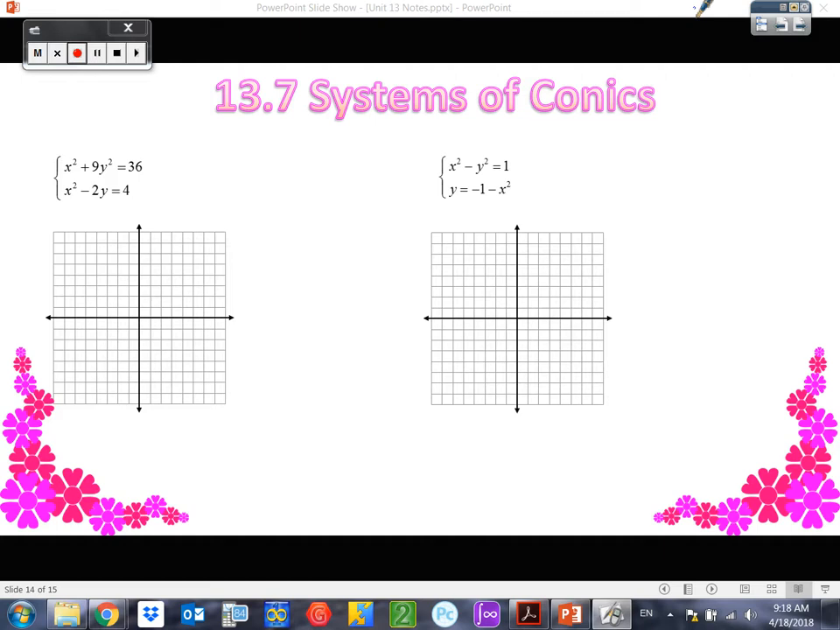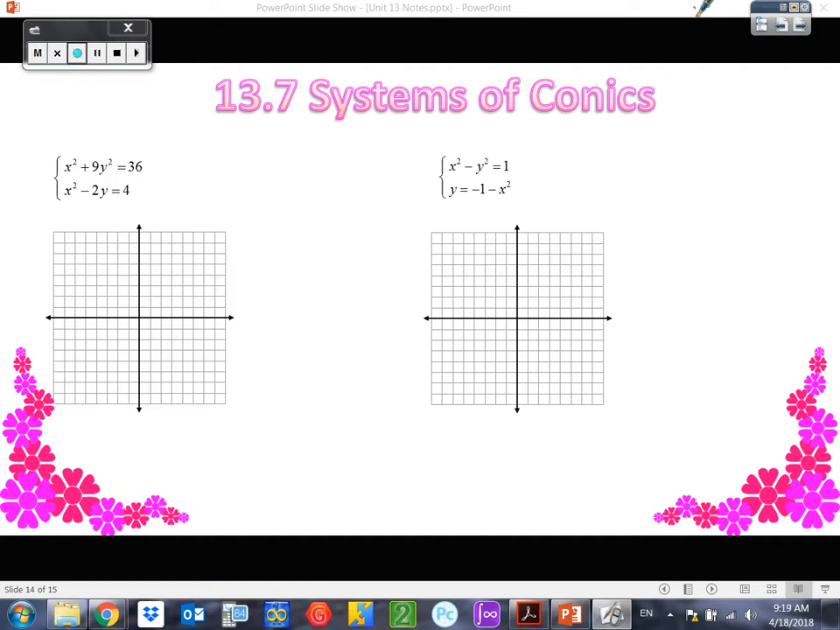Once we graph, it gives us an idea of what we're up against, and that's when we solve the equation. Now these are conics, so they have x squareds and y squareds and a bunch of different things in them, and they can get a bit challenging. So let's work through a couple and then we'll go from there. Let's start with the first one.